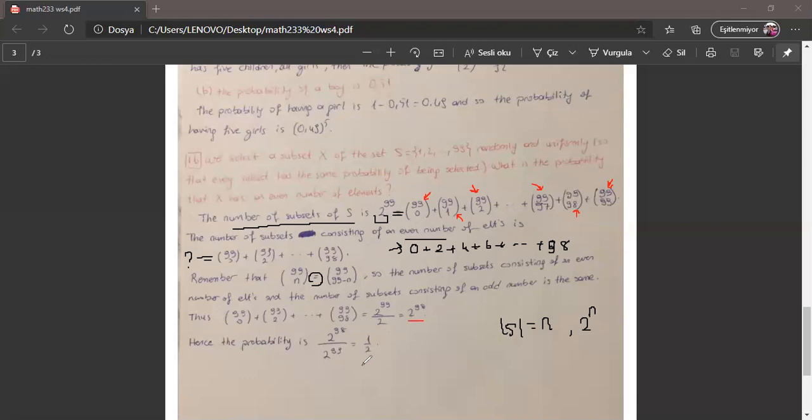Okay, so we have this. Now this is the desirable event, and this is the total number, so we have 1 over 2, okay? But if you know this already, if you know half of the subsets of S have an even number of elements and half of them have an odd number, then already you know the probability is 1 over 2, okay?